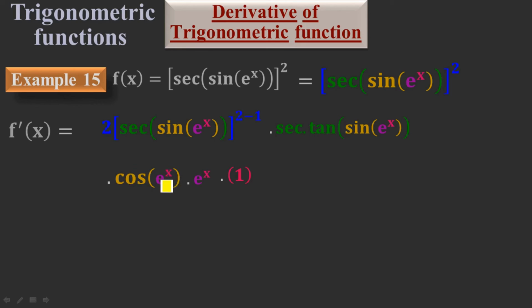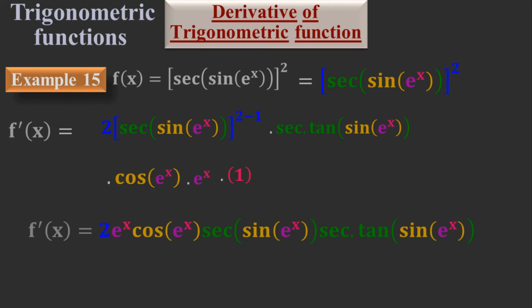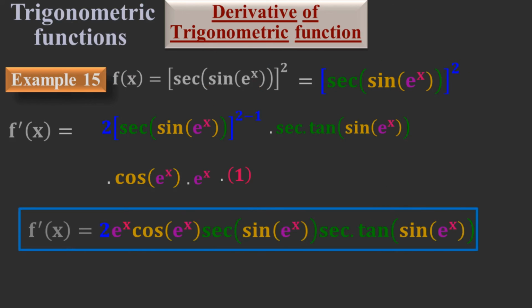Within this part, the outermost function is this one, e to the x. The derivative of e to the x is e to the x. And then the derivative of the innermost function, which is this pink one. So the derivative of x is 1. So at the end, I got this kind of expression. This is my final derivative of f of x.